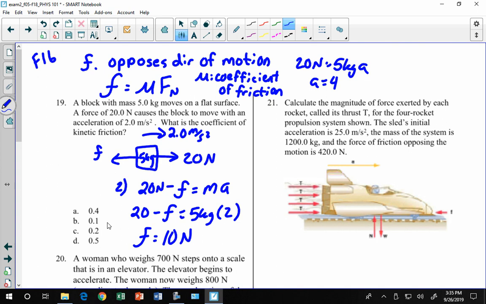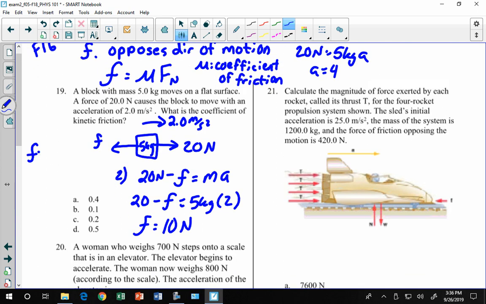And here I want to know what is the coefficient between the block and the flat surface. So I know that little f, the frictional force, is equal to 10, and I also know that that's equal to mu times my normal force. So if I can figure out my normal force, then I can figure out the coefficient. Do you know what the normal force is? Let me draw the vectors here. I have a normal force in that direction, and I have a weight in this direction.